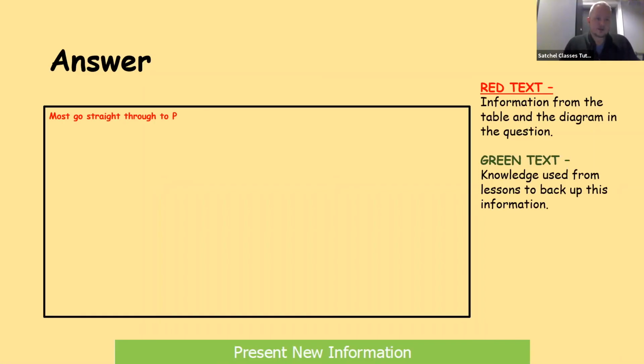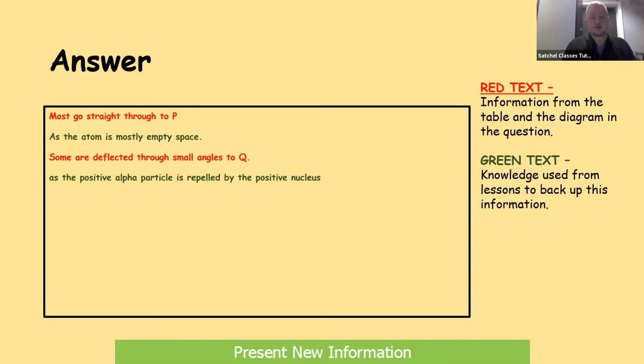So first off, from the diagram, most of the alpha particles went straight through to P. That was the information from the table and the diagram. And the linked knowledge is that this is because the atom is mostly empty space, so it's passing in that region between the electrons and the nucleus. Some are deflected through small angles to Q. Notice I'm saying which ones are being deflected and to which point in the diagram. This is because the positive alpha particle is being repelled by the densely positive nucleus.